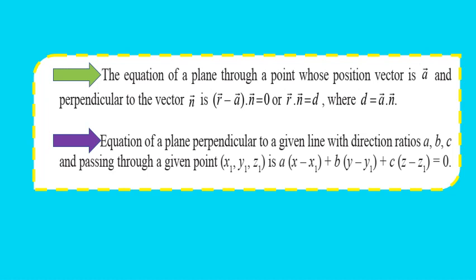And the second is the Cartesian form of the above equation, that is, the equation of a plane perpendicular to a given line with the direction ratios a, b, c and passing through a given point x1, y1, z1. So if the plane is passing through a point x1, y1, z1 and a, b, c are the direction ratios of the perpendicular to the given line, then the equation is given by a(x minus x1) plus b(y minus y1) plus c(z minus z1) equals 0. So this was the vector form and this is the Cartesian form of the equation. Okay, so pause and note down the equations.